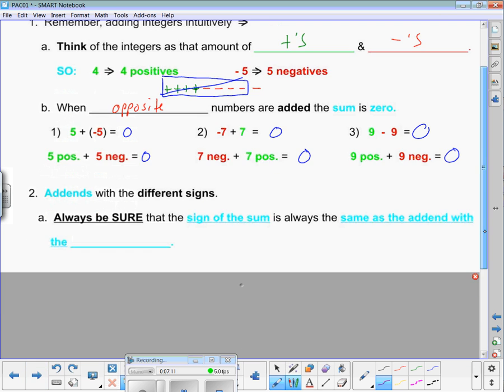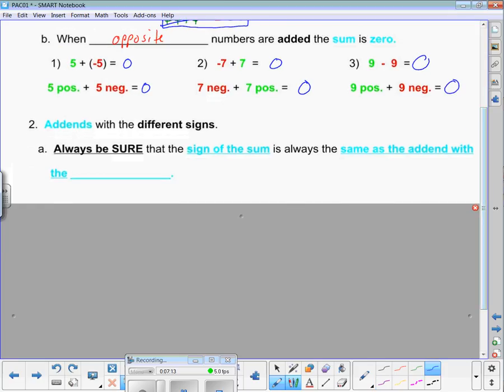What I need you guys, though, is pay attention to detail right now so that you'll know how to write everything. So add-ins with different signs. Always be sure that the sign of the sum, meaning your answer, is always the same as the add-in, the number with the most.